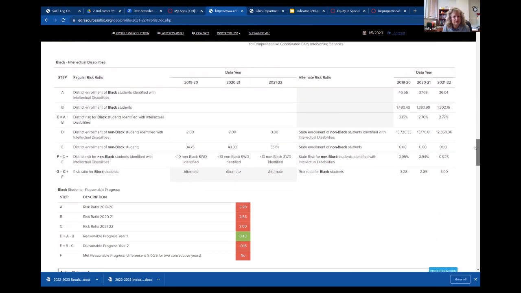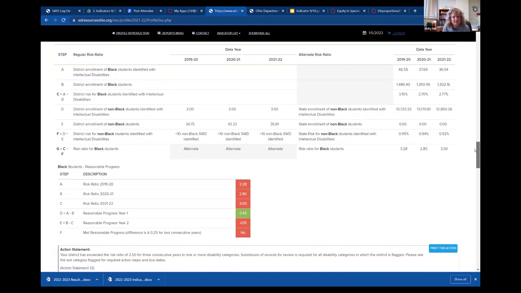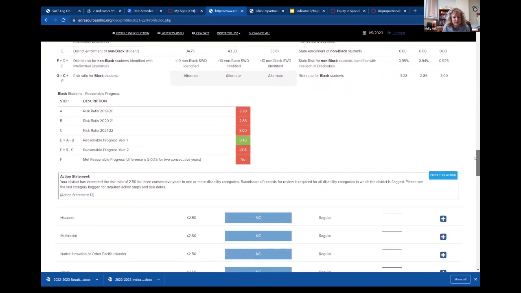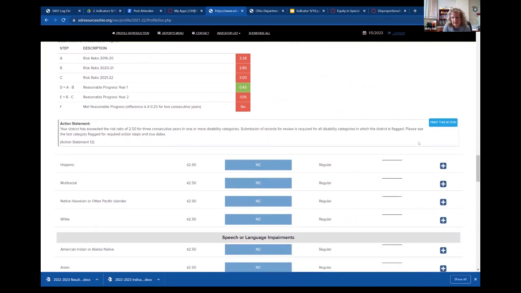And we can go down here and it lays it out step by step for you. So you can see it captured there. And then in this particular example, they show the reflection of the reasonable progress. They made 0.43, a change of 0.43, and had that occurred in year 2, 0.25 or greater, then they would not have received that flag for disproportionality. So clarify that.